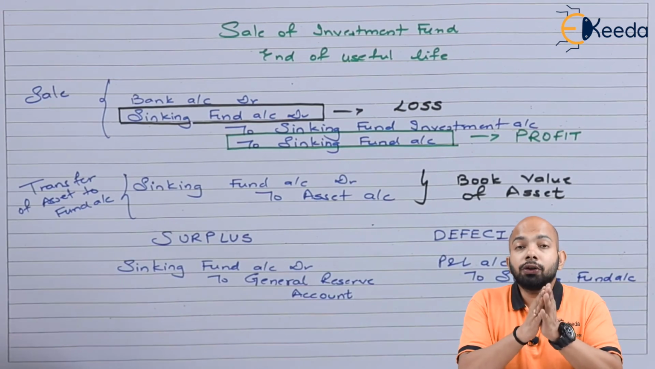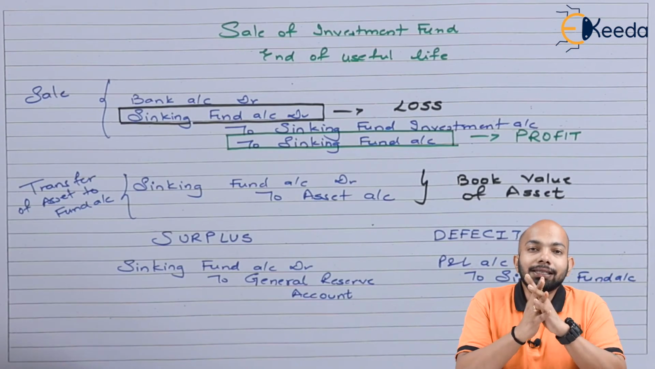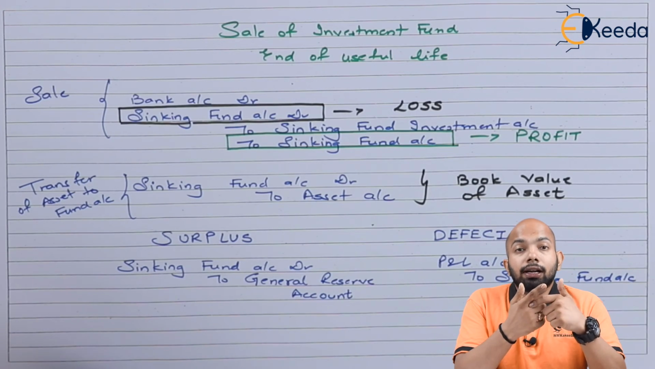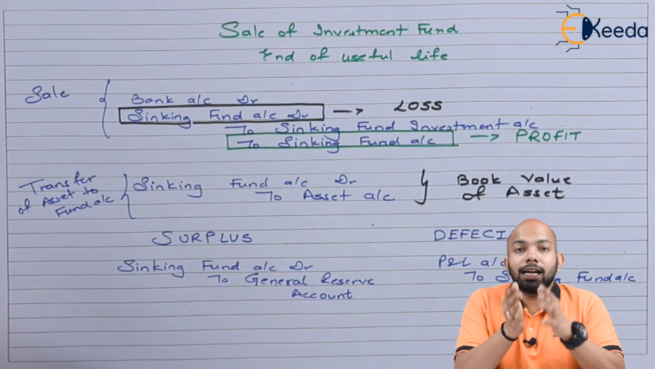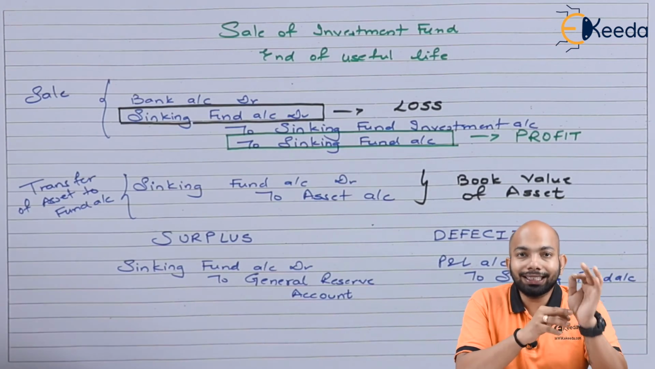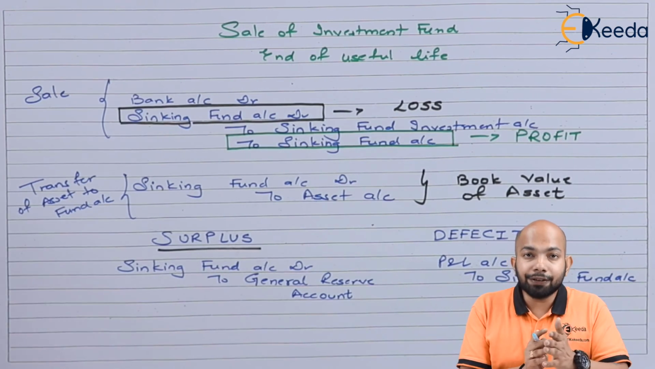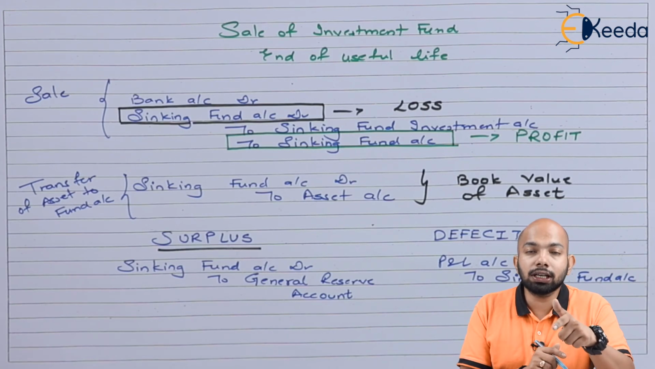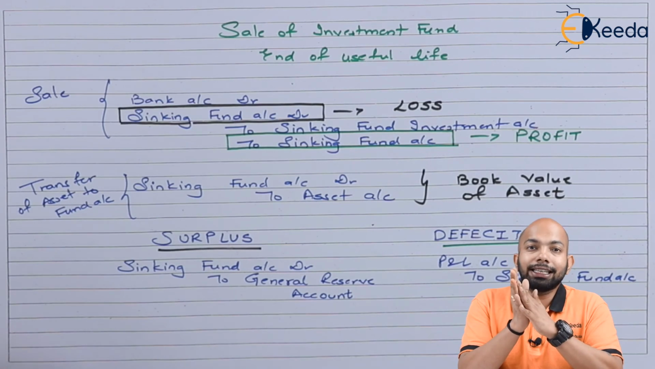After you have moved the asset to sinking fund account, the last step that remains is to tally the sinking fund. So if there is any surplus in sinking fund, rather when sinking fund has a credit balance, there is more on the credit side, that amount will be transferred to general reserve. So sinking fund account debit to general reserve account will be the entry that is passed. However, if there is a deficit, that means the debit side is more as compared to the credit side, the deficit will be moved to profit and loss account. So the entry here will be profit and loss account debit to sinking fund account. Now, this is how the entry for sinking fund will close.